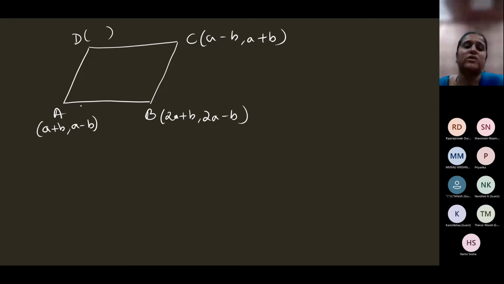That means both the diagonals will have the same midpoint. The midpoint of AC is the same as the midpoint of BD. AC is the diagonal, its midpoint is O. Diagonal BD, the midpoint is O. O is the midpoint of BD also. So the address will be the same.